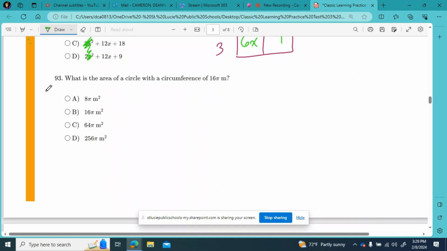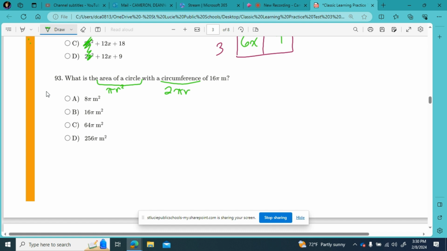We left off at question number 93, which says, what is the area of a circle with a circumference of 16 pi meters? And given to you on your reference sheet on the CLT test is the circumference of a circle, which is 2 pi r, and your formula for area of a circle is pi r squared.